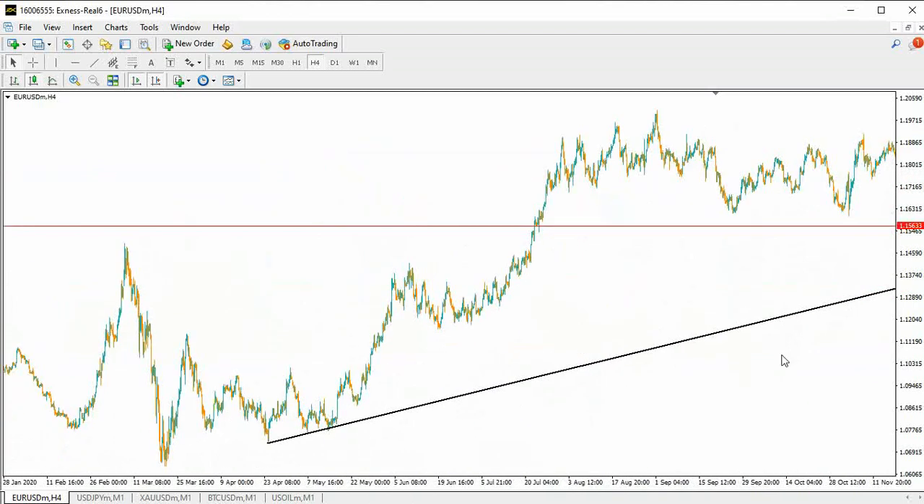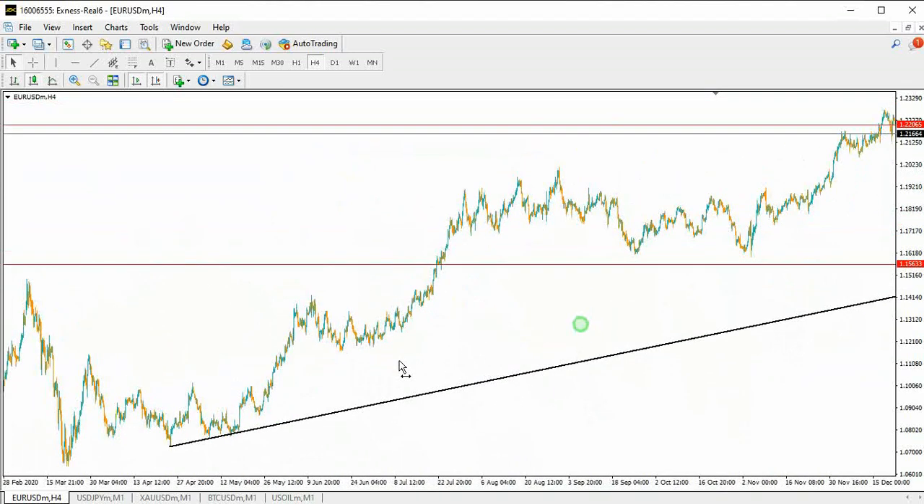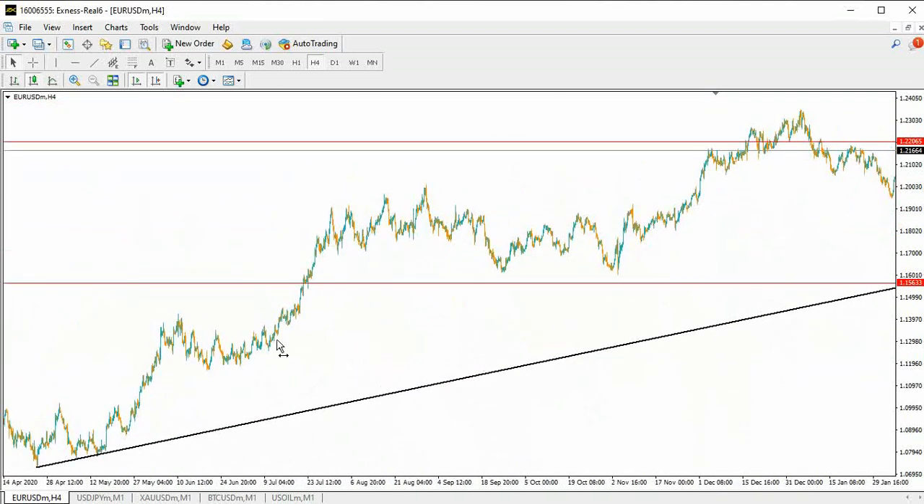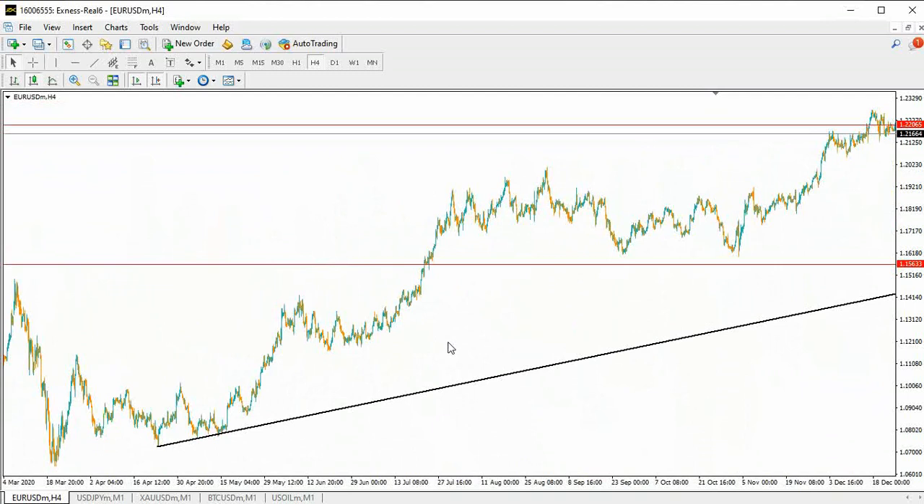So now we have to identify what is our impulse move and what is our correction move in that uptrend. In the previous video, I told you guys about impulse and correction moves. I told you that any correction move is a move that opposes the overall direction of the trend. So in the uptrend, every impulse move will be what?